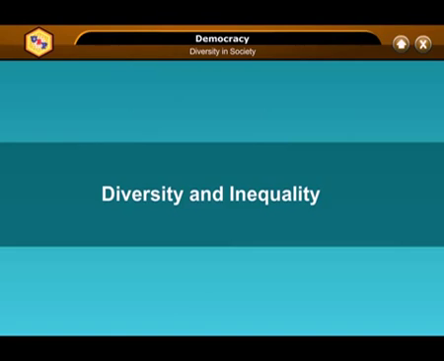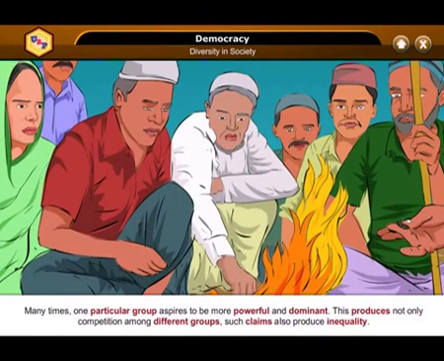Diversity and inequality. Many times, one particular group aspires to be more powerful and dominant. This produces not only competition among different groups, such claims also produce inequality.